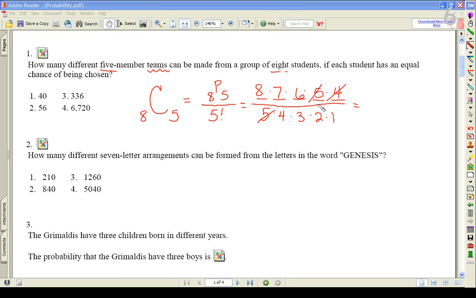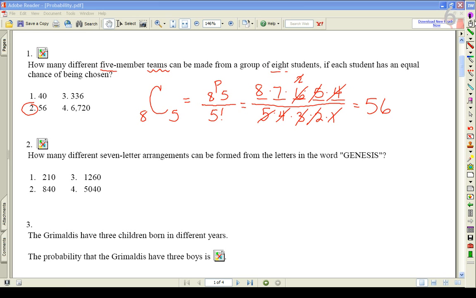The 5 can cancel out with the 5, the 4 with the 4, the 3 with the 6, and that turns into a 2. And then the 2 can cancel out with that new 2. The 1 really doesn't make a difference, so we can cancel out 2. And then we're just left with 8 times 7, which is 56. So in this problem, it's choice 2.